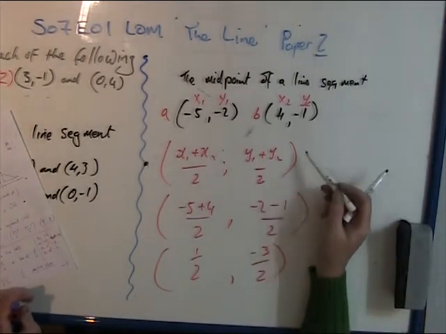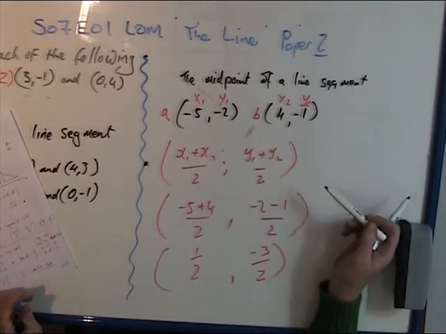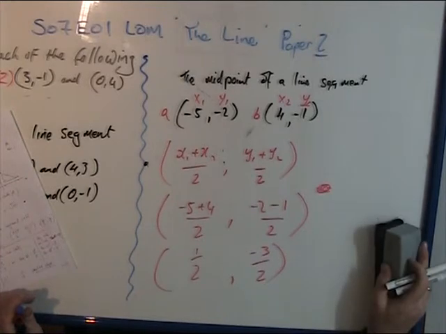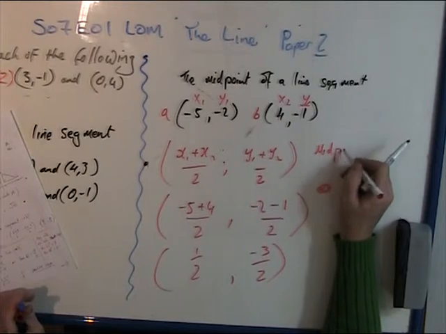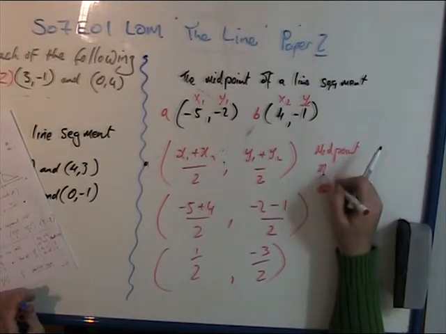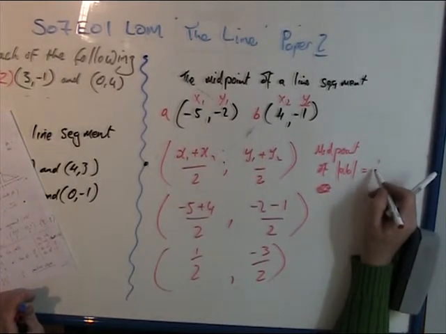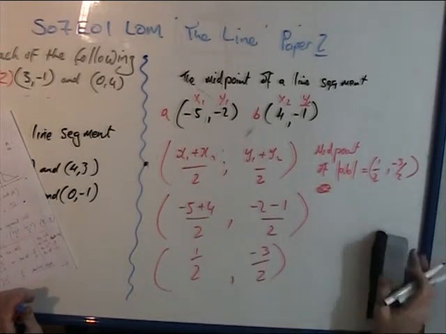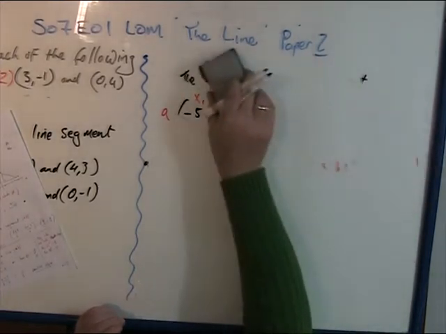Now the problem is here when you have minuses. Minus 2 plus minus 1 is minus 3. Remember that, you know that the minus carries. And that's your answer. So you would say the midpoint of the line AB is equal to (a half, minus 3 over 2). Now they won't make them simple for you, but do you understand that you will get fractions?